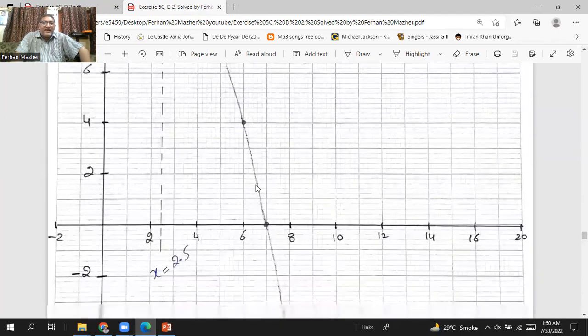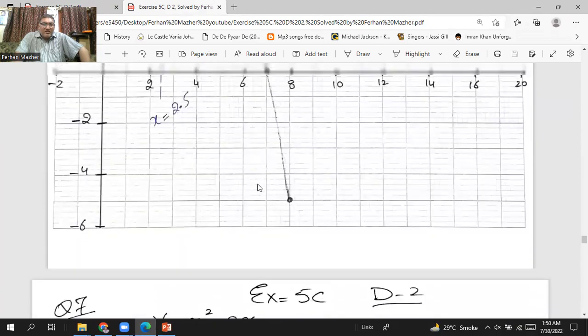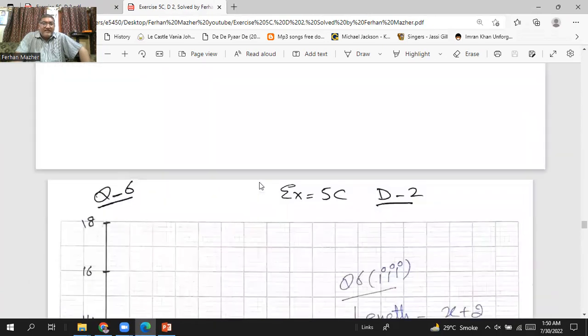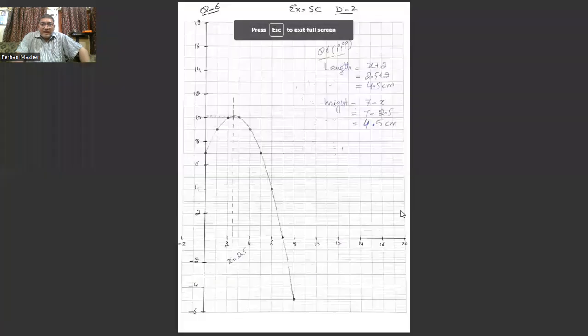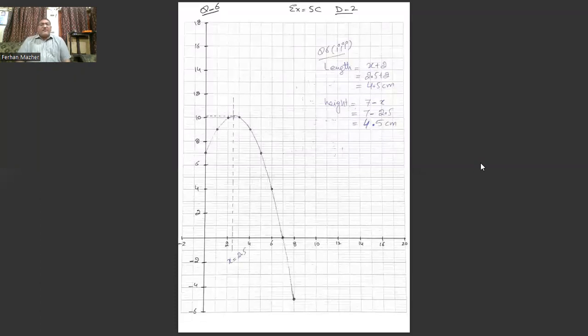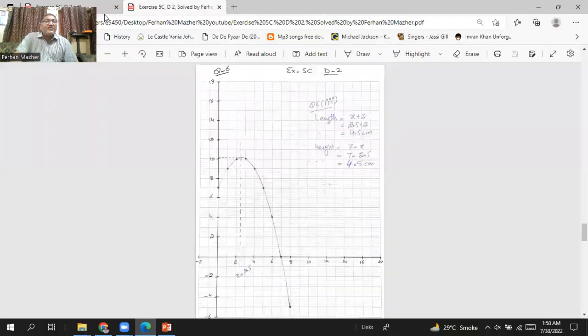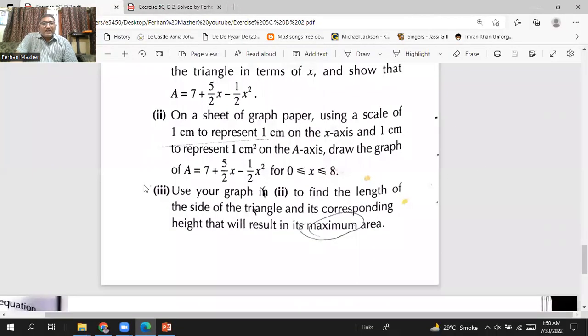So my dear students, I'm showing you this graph, so hopefully you understand this. This is question number 6. So on your screen you can see the whole graph and its points and its lines and the final answers. Okay, so we are going to the next. So that's it.